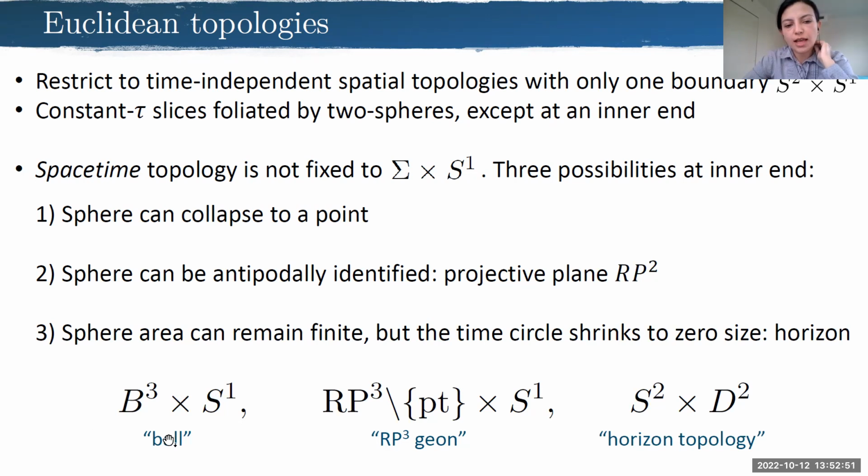The inner sphere can be antipodally identified. In that case, we have an RP3 geon, that's what they called it. Or the sphere area at an inner end can remain finite, but then the time circle shrinks. So this is the familiar horizon topology. So these are the topologies that we consider in our path integral.